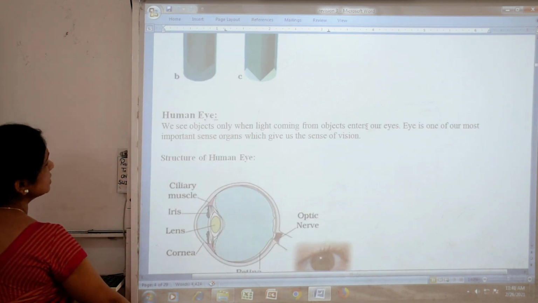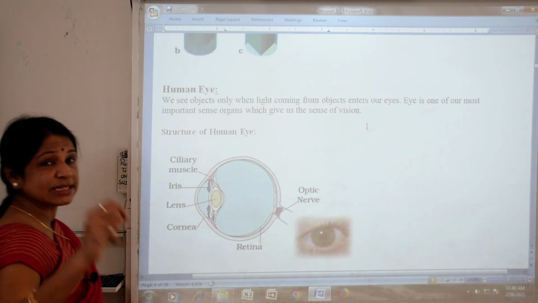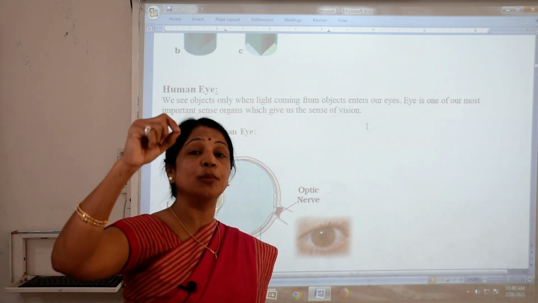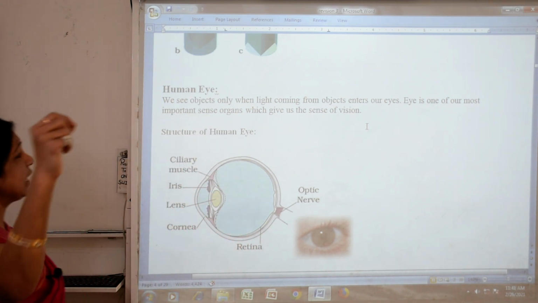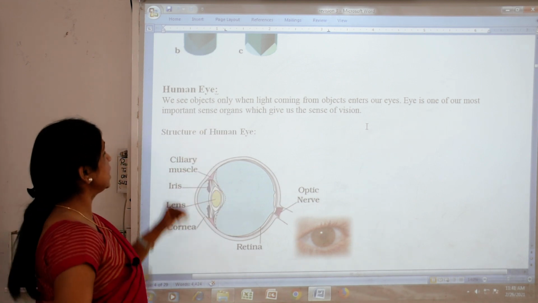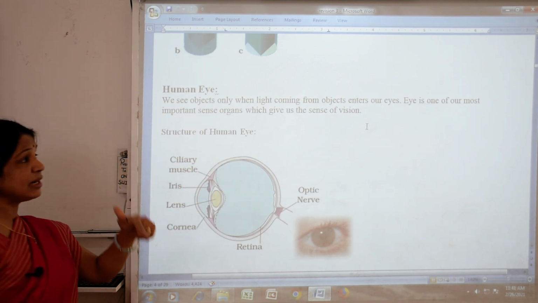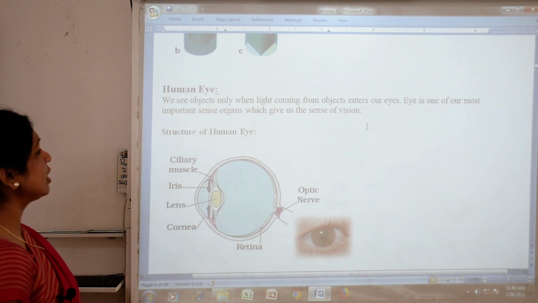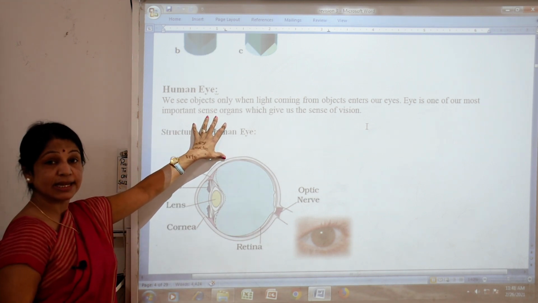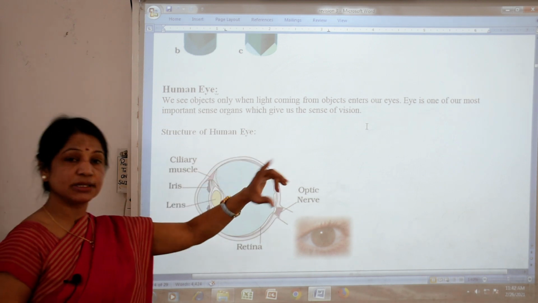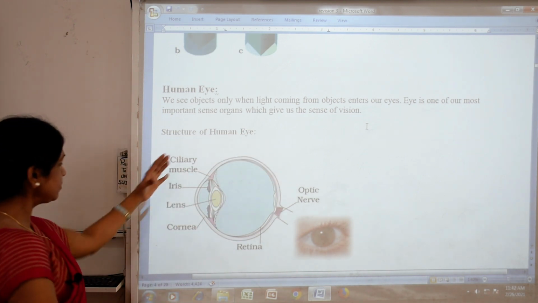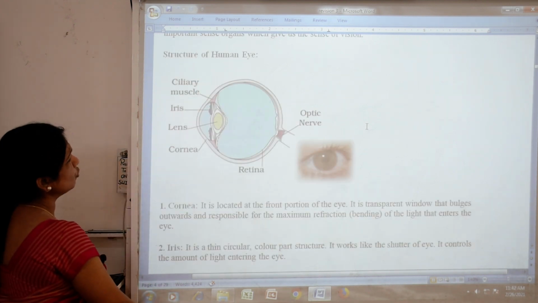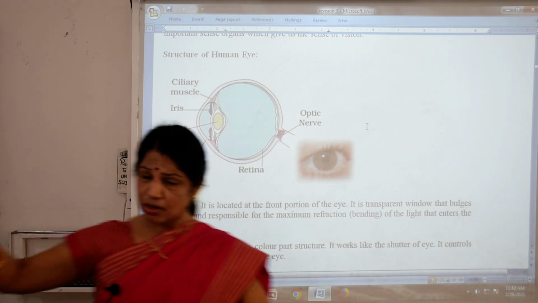Now what is the beautiful sense organ? That is the human eye. By that we are able to see objects. We see an object only when the light coming from the object is reflected. Eyes are one of our most important sense organs, which give us the sense of vision. It is the picture of the human eye.